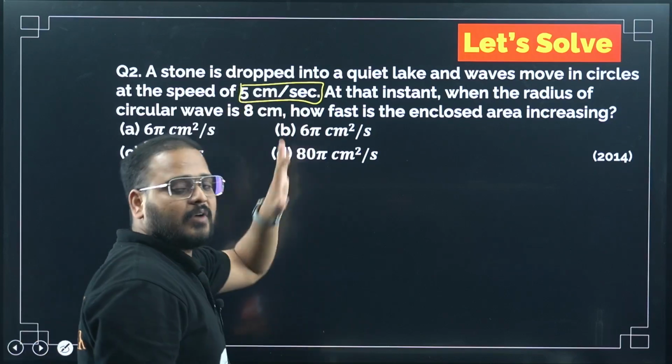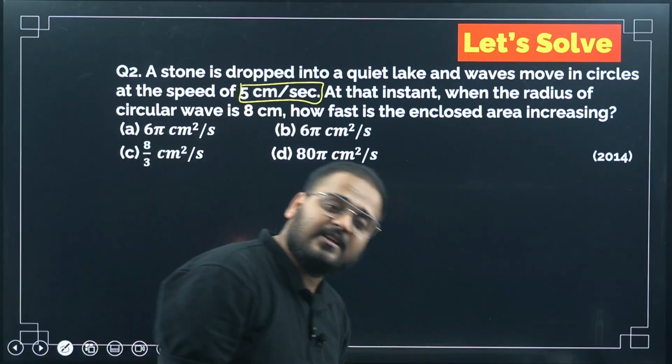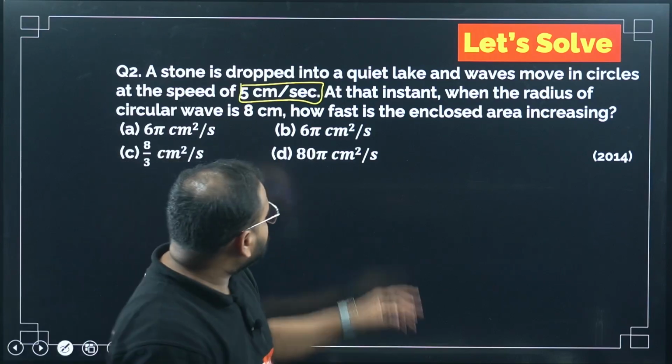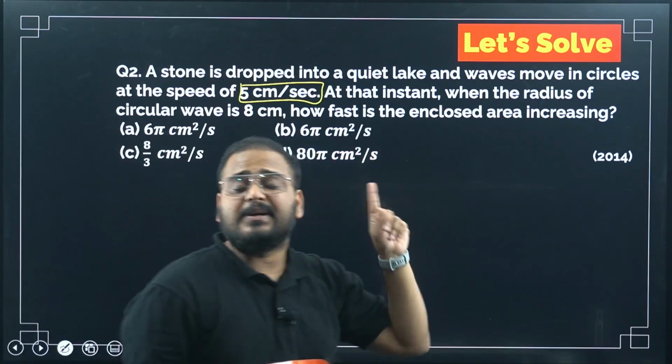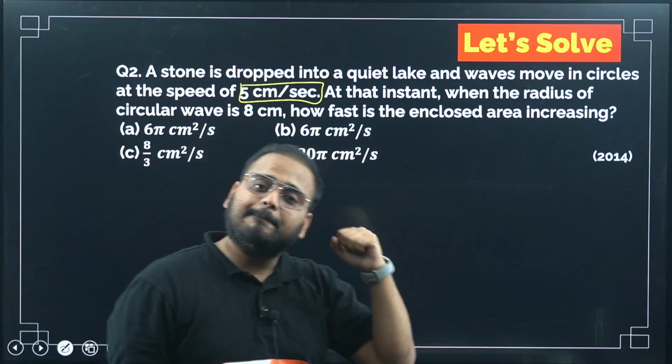What value is this? Because actually, what happens in word problems, especially in rate of change of quantity problems, it's very difficult to identify the variables. Speed is, they are saying. What is speed? Displacement by time.